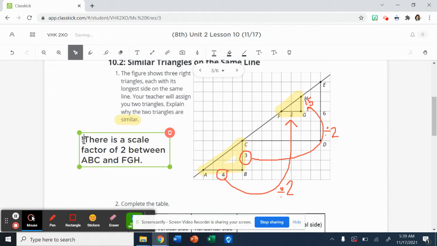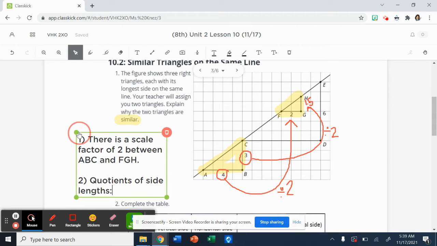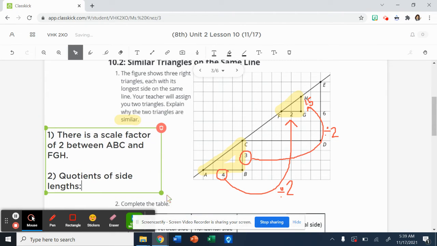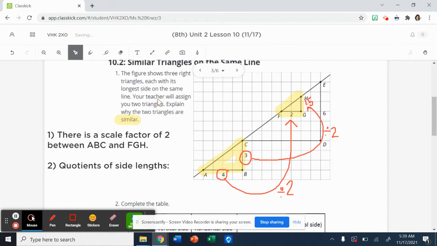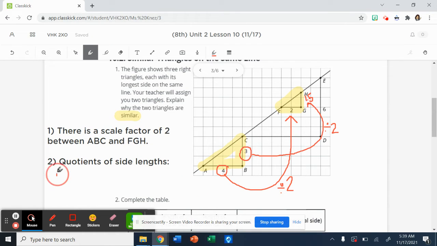The second way to prove it is using the quotients of the side lengths. And this is what we learned on Monday. I know that AB divided by BC, so AB, which is 4, divided by BC, which is 3, is equal to 4/3, or 1 1/3. As a decimal, that would be 1.33.